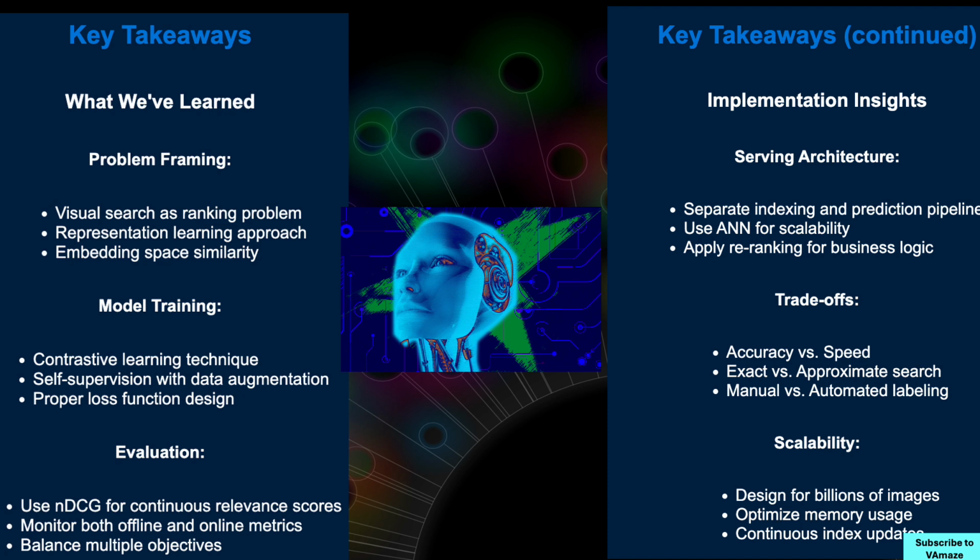Throughout the system, we're constantly balancing trade-offs: accuracy versus speed, exact versus approximate search, manual versus automated labeling. There's rarely one perfect solution. Success comes from understanding these trade-offs and making informed decisions based on your specific requirements and constraints.